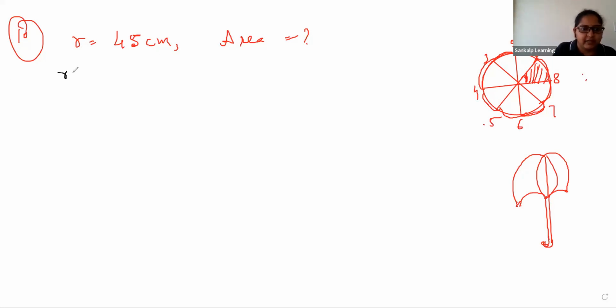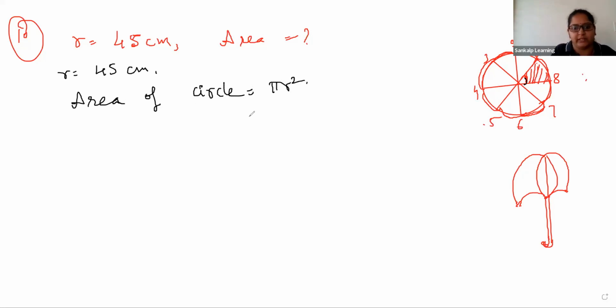And radius is given, 45 centimeter. And we have to find the area of the sector. See here also, children, the space between the ribs is equal. So first we'll find the area of the circle, divide by 8, and we will get the area of the sector. Okay, so first find the area of the circle, that is equal to pi r square, that is equal to 22 by 7, r is 45 into 45.